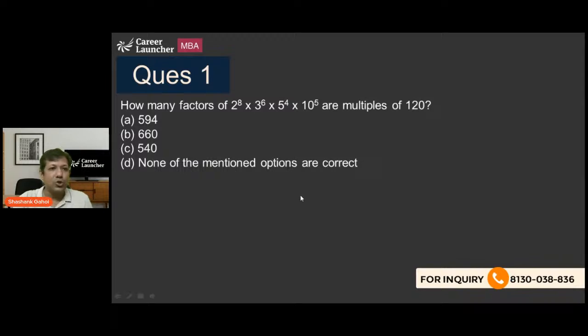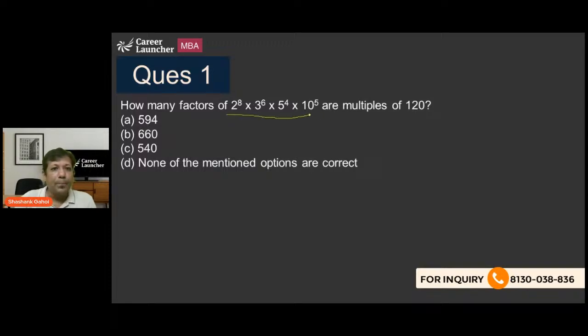This question says: how many factors of 2 power 8 into 3 power 6 into 5 power 4 into 10 power 5 are multiples of 120? Now, I'm going to explain that if a question is talking about factors that are multiples of some number, how do we solve it?